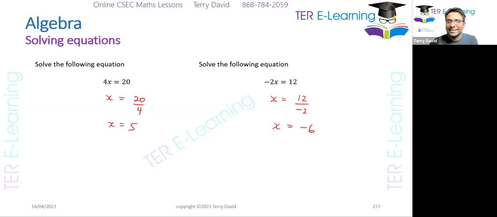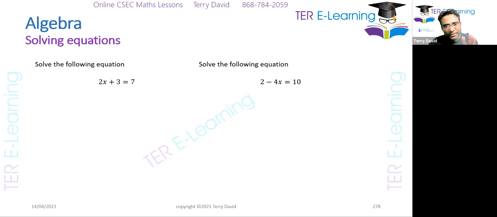So the answer is minus 6, right? This next one here is something that you might typically get in the exam. If I want to solve this equation, I need to get rid of that 3 first of all. In order to do that, I need to subtract 3 from both sides of the equation. So I'm going to end up with 2x is equal to 7 minus 3. So therefore 2x is equal to 4.